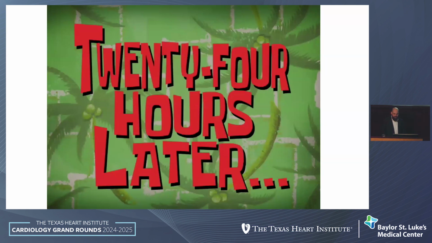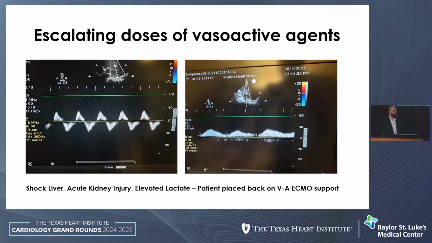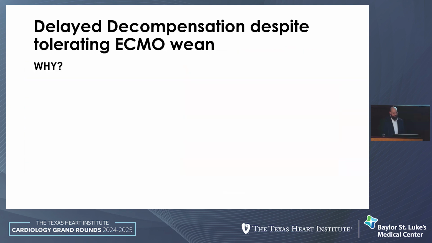It was actually 6 hours later, escalating doses of vasoactive agents, shock liver, AKI, elevated lactate, worsening cardiogenic shock, and the patient was placed back on VA ECMO support. This is prior to the cannulation. What do you see? Complete flow reversal in the hepatics and pulsatility in the portal vein. This patient is floridly volume overloaded, and we probably should have diuresed more.